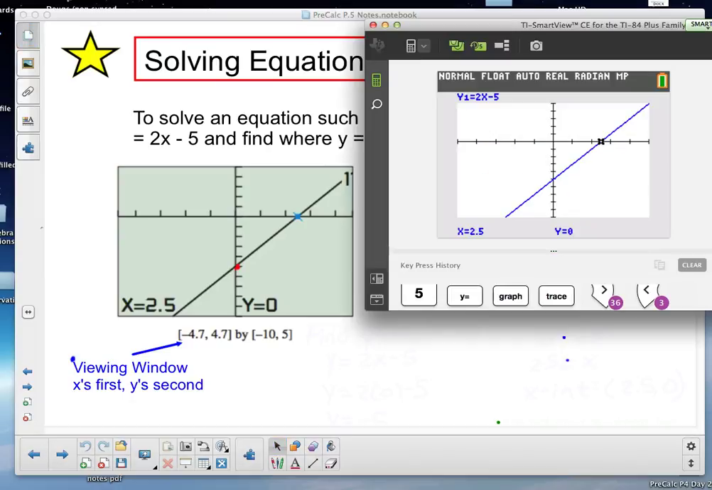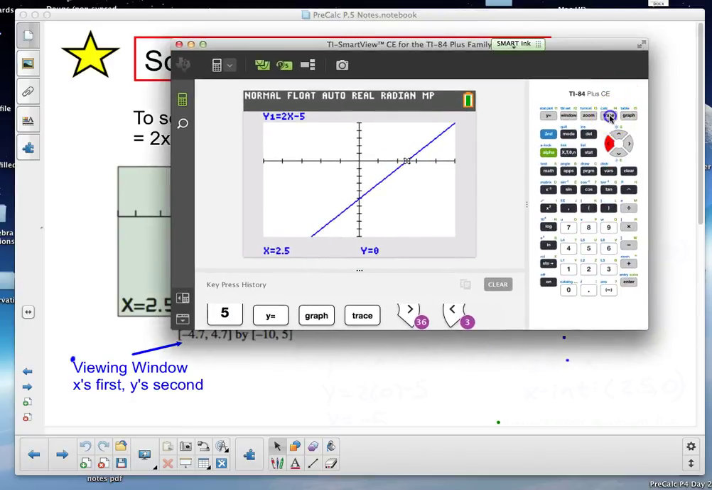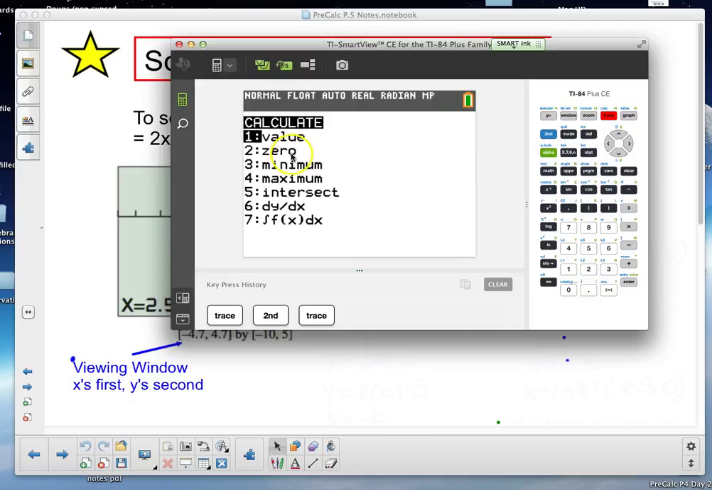Okay? And the zero or intersect option under trace, I should go second calc, I believe. I've got the zero option and I got the intersect option. Let's look at what those two do.